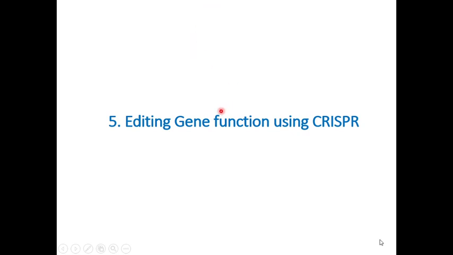One of the most informative paths to understanding the function of a gene is to change or mutate the gene or to delete it. And editing the gene function can be performed by a technique called CRISPR. What is CRISPR?